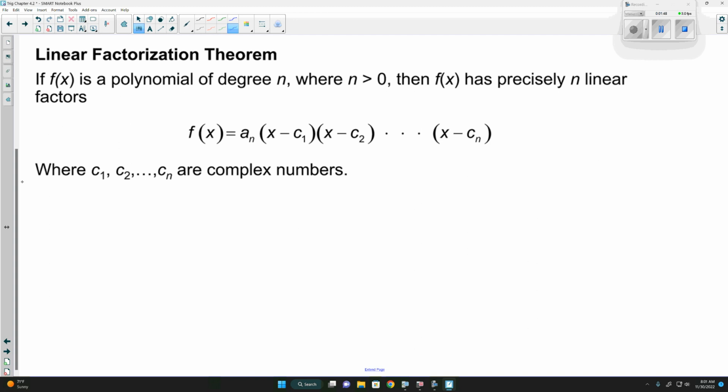Now the linear factorization theorem: if we have a polynomial function of degree n, we can rewrite the polynomial function in factored form. Essentially each of the solutions becomes a factor, multiplied together.